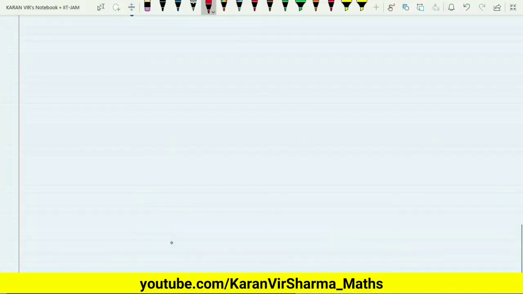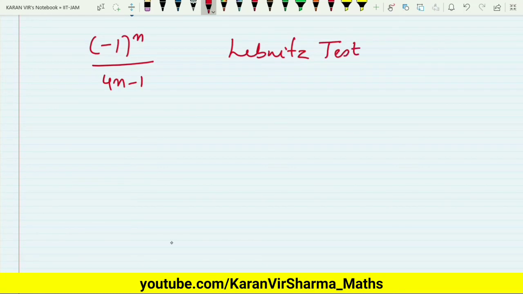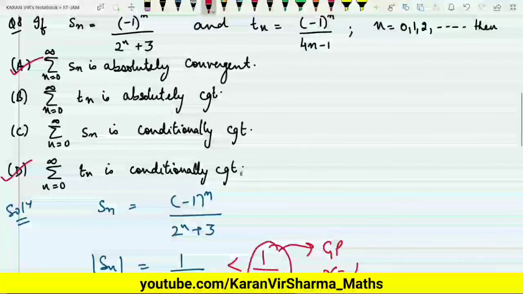You can clearly observe that (minus 1) to the power n divided by 4n minus 1, by the Leibniz test, this series is convergent. So all the conditions are satisfied, and so this series is convergent. So it is conditionally convergent. So the fourth option is correct.